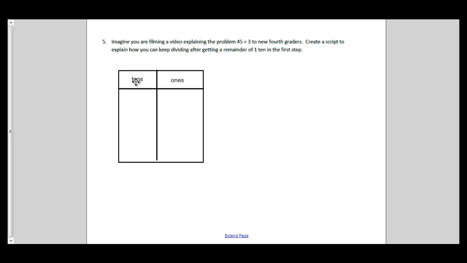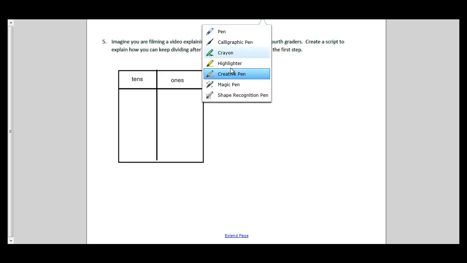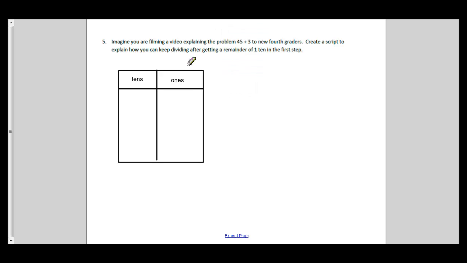All right, so this is tens, and I'm going to go back and put my 45 place value discs. I like to use the highlighter. All right, so I've got 1, 2, 3, 4, 5. There's 40. 1, 2, 3, 4, 5. There's 45. And we're dividing this by 3. So I'm going to make 3 groups. 1, 2, 3. Okay. Now we're going to divide this.